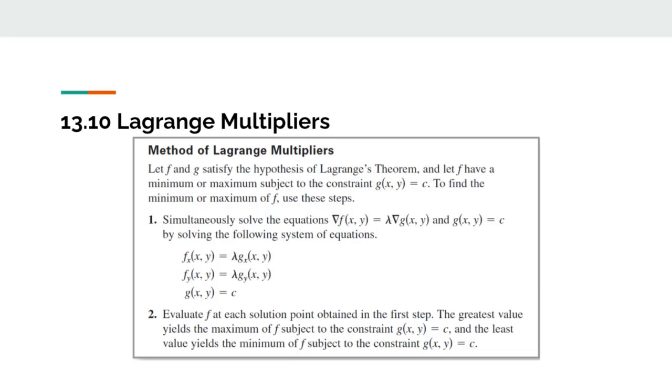So here's the method. We simultaneously solve, it's the number of variables plus 1, so 2 plus 1 in this case, 3 equations. And I think that's it. Does anyone have any questions?